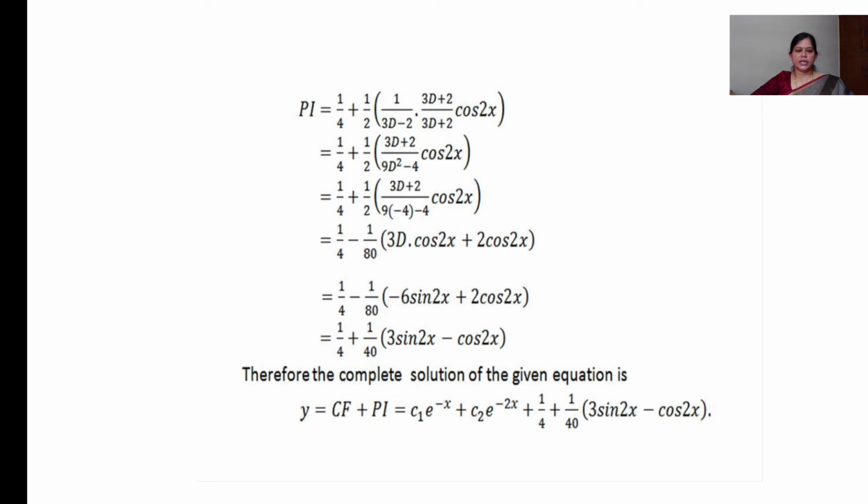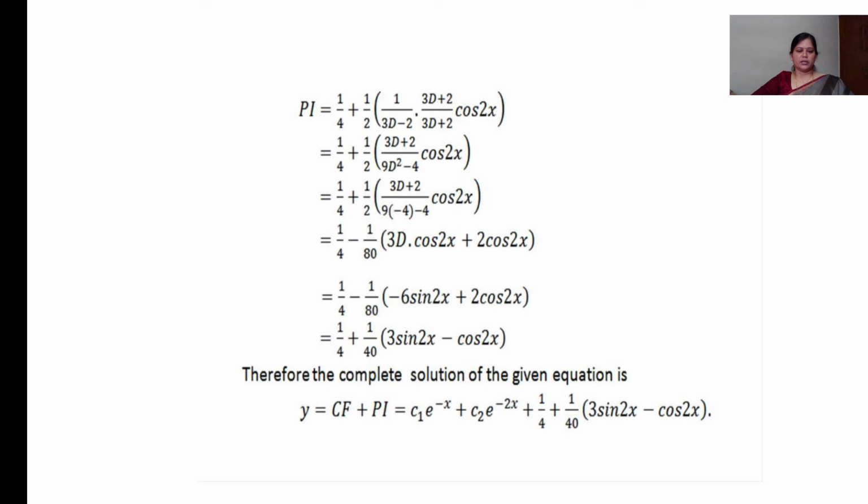The 3D into cos 2x means we want to differentiate cos 2x once with respect to x. So we'll get −2 sin 2x, already 3 is there. Along with that if you multiply, we'll get −6 sin 2x, plus 2 cos 2x. Now we have to simplify this and take 2 common, which we will simplify with 80. So finally we got the particular integral as 1/4 plus 1/40 into (3 sin 2x − cos 2x).